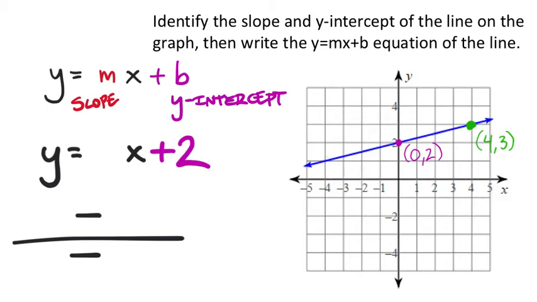And remembering that it's the x values in the denominators, y is in the numerator for both ordered pairs. And this should give us a slope.